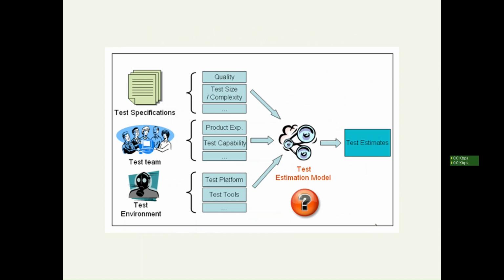Next one is testing team experience. How many seniors, juniors, senior managers, what is their skill set, what product knowledge they have, what tool knowledge they have, what is the capability of each person, what skill set we need, and whether we need to give any training. Next one is test environment.